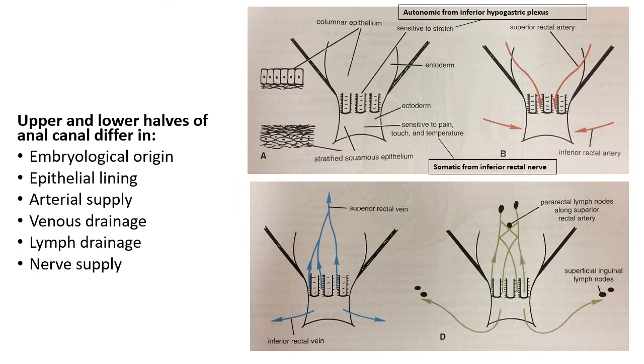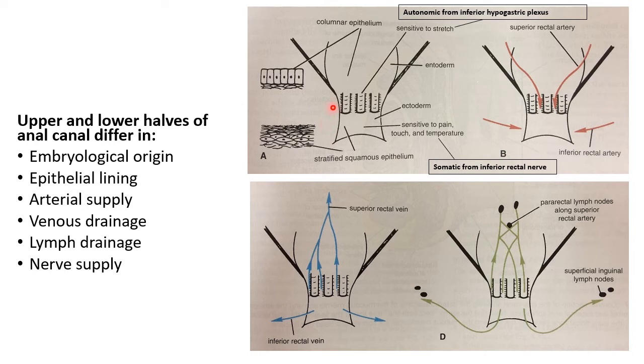Now, what are the differences between the upper half and lower half of anal canal? They differ in so many things. They differ in their embryological origin, and they differ in their epithelial lining, arterial supply, venous drainage, lymphatic drainage, and nerve supplies. These two images summarize everything.